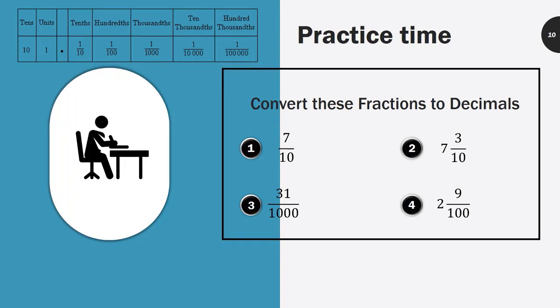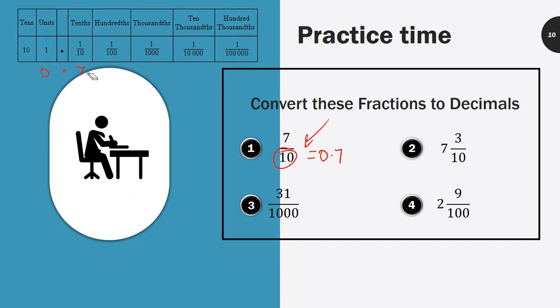Okay, so hopefully you were able to get some answers for these. So let's have a look. The last digit on this first one is a 7, and the 7 needs to go into the tenths column. So I put the 7 there, and obviously I have a 0.7, okay, 0.7.